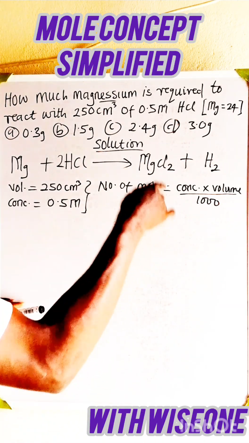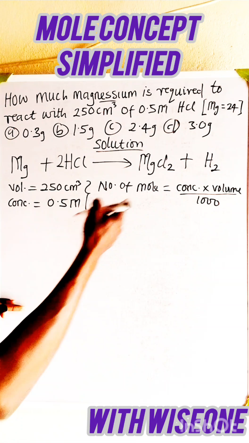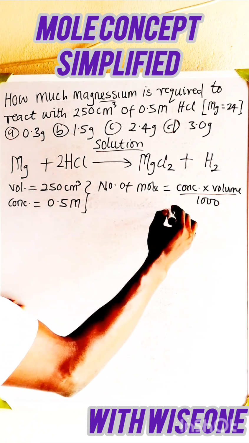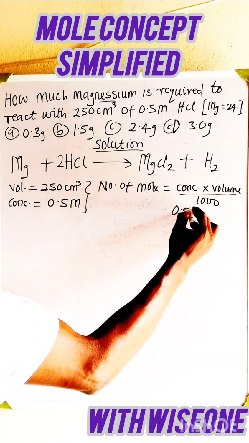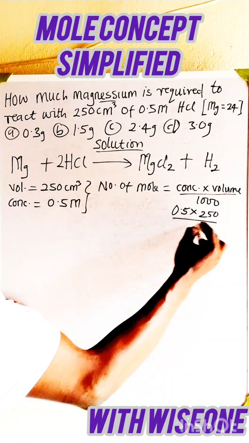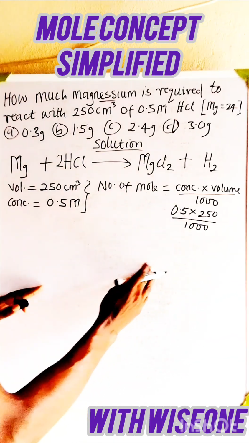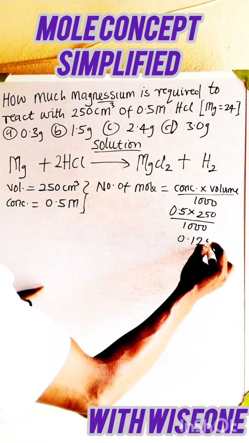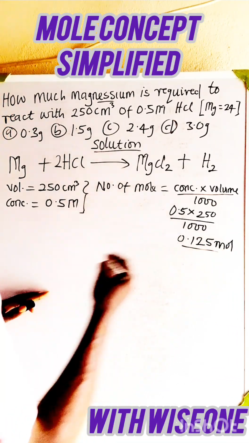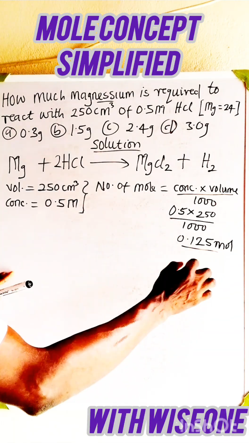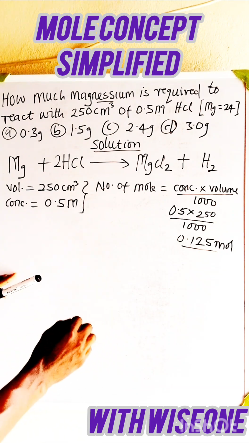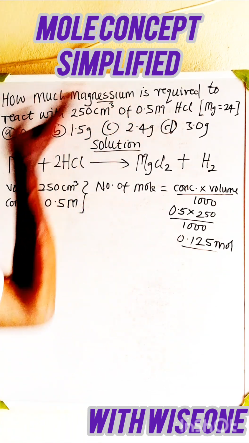Okay, so let us make use of this formula by substituting. Concentration is given to be 0.5 times 250 divided by 1000. Present your calculator, you have 0.125 mole. Okay, but this is not what we are asked, okay? Because our answer is in mole, the options would have been in mole. Okay, so for us to have the answer correctly, we have to visit the question again.